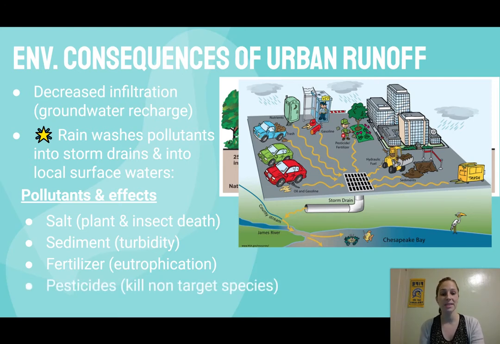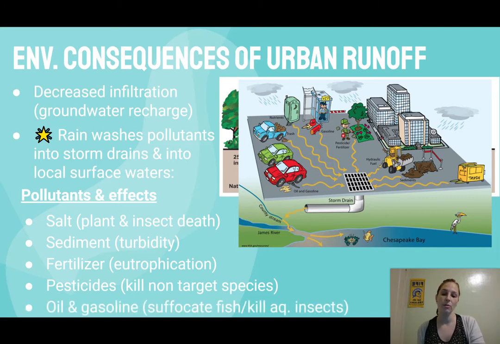Then we also have pesticides. Pesticides are going to be part of this urban runoff, and they're going to end up killing non-target species who the pesticides weren't originally meant for. And lastly, we have oil and gasoline, which is going to come from all of the machines and cars that drip oil and gasoline, which can lead to suffocating the fish and killing aquatic insects.